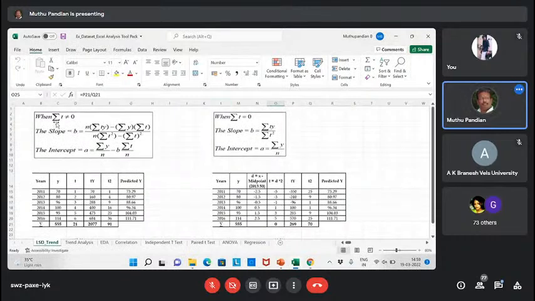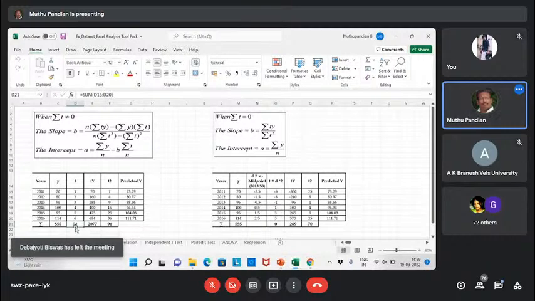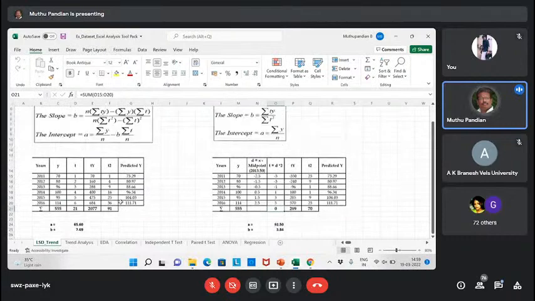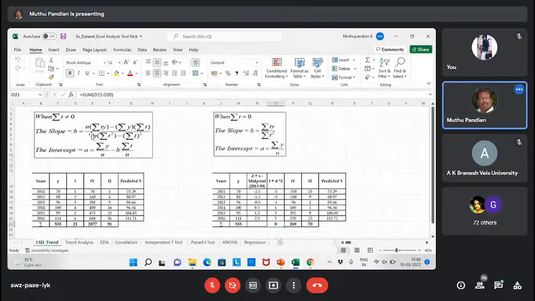In the first method, my sigma t is not equal to 0. Here you can see my sigma t is 21. In the other method, my sigma t is 0. When my sigma t is 0, I can use a simple formula to calculate my alpha and beta. When my sigma t is not equal to 0, I have to use a slightly more complicated formula for calculating alpha and beta. This is the logic. Whichever method you feel is easy, you can follow it. It's not a matter. But Excel follows the first method.